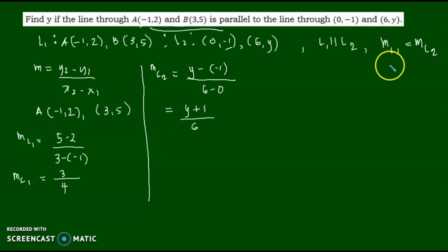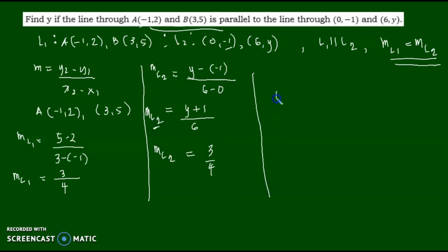So the two lines are parallel. So it follows that the slope of line 1 is equal to the slope of line 2. So therefore, the numerical value of the slope of line 2 is equal to 3/4. Okay. Since slope of line 2 is equal to y plus 1 over 6, substitute the value of 3/4 in here. So using slope of line 2 equals y plus 1 over 6, where the numerical value of the slope of line 2 is 3/4. So substitute. So 3/4 is equal to y plus 1 over 6.